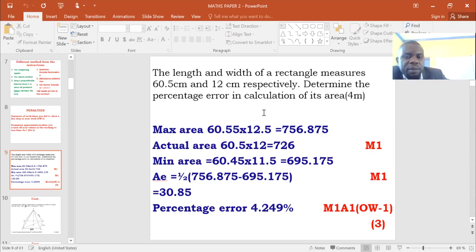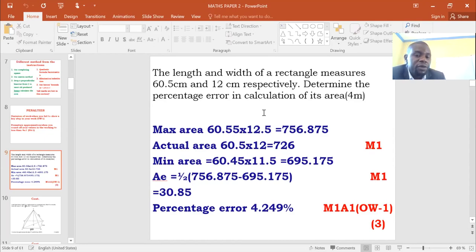You're supposed to get the maximum area, minimum area, and the working area. The key interesting thing about mathematics is that you are awarded a mark for a particular activity. Like the first 1 mark there is testing: do you know how to find the area of a rectangle? If you can multiply length and width, by showing the actual area, which is 60.5 by 12, you're given 1 mark for the method.